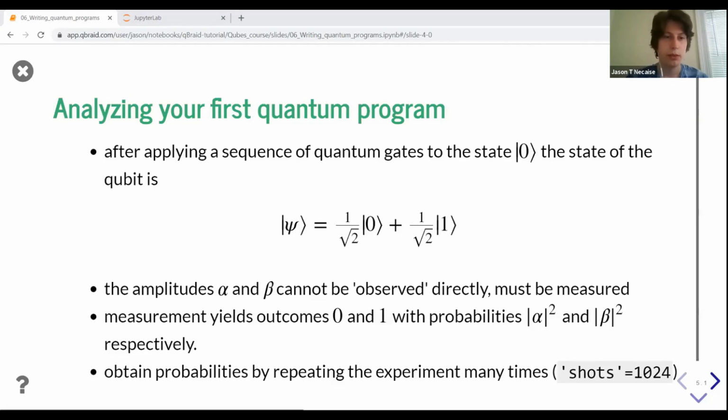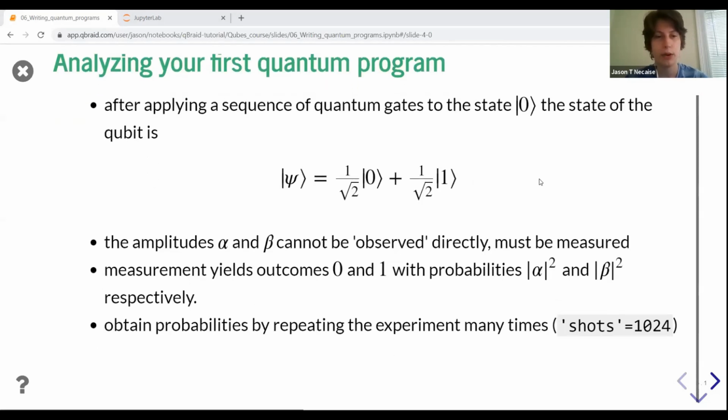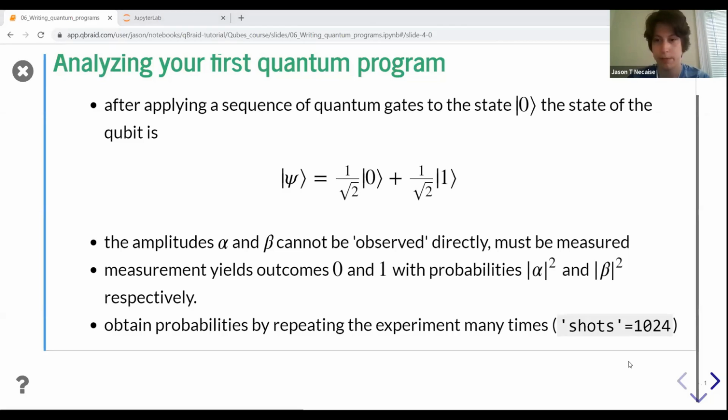Okay, so we've got our very first quantum program. After applying that Hadamard gate, we now see that the qubit that I sent in, which was in the state 0, is now in my equal superposition. And as we've already discussed, the amplitudes are not observable directly. All you can do is measure the state of the qubit, and all the information you will get when you do that is, I saw a 0 or I saw a 1.